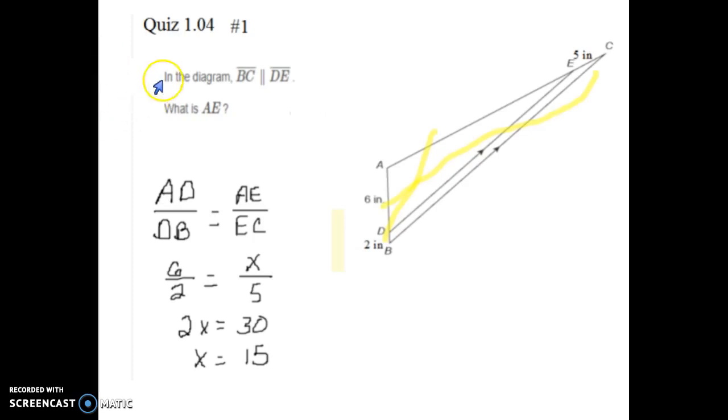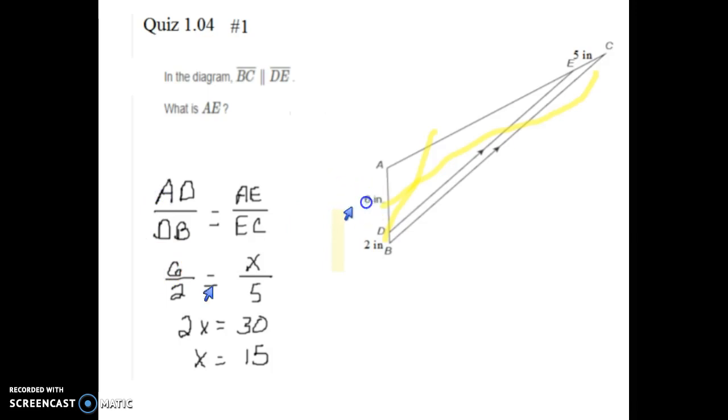All right, this is some help on quiz 1.04. So the first one, they say in the diagram, BC is parallel to DE. So BC is parallel to DE, so we can use that side splitter theorem to set up our ratio. So this segment AD over DB, the small segment here, is equal to AE over EC. Okay, so that sets up our ratio.